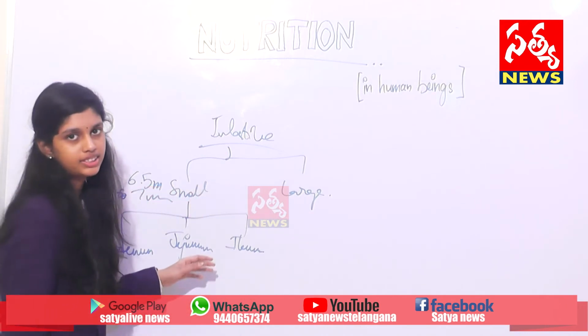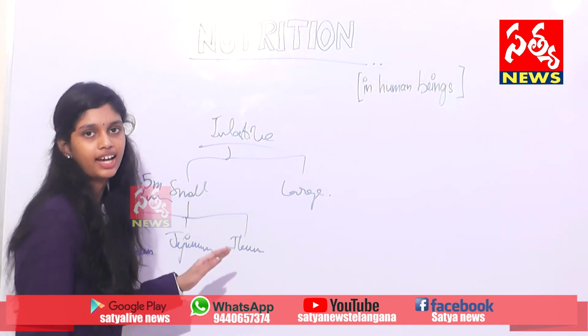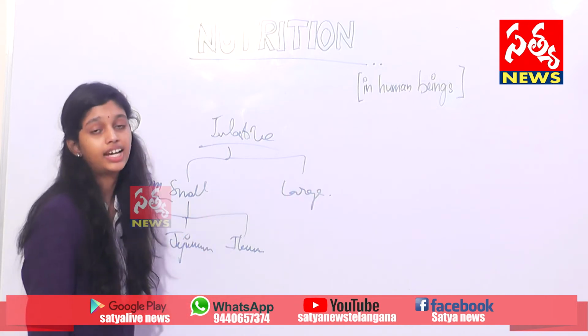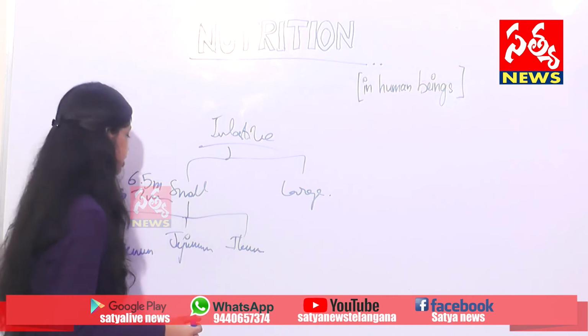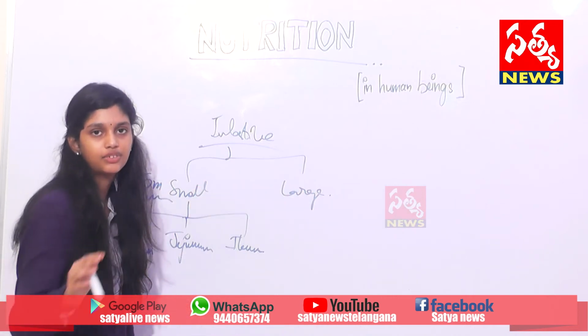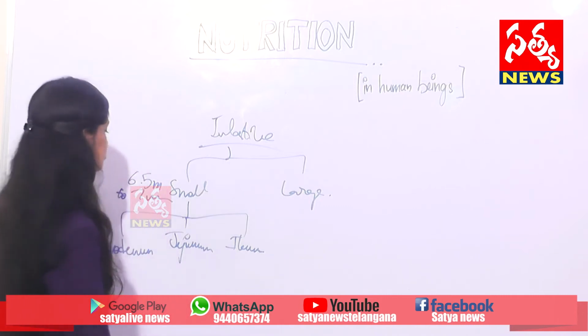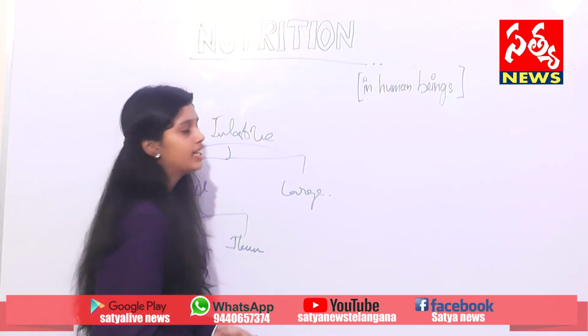The small intestine contains microvilli and villi, which help in the movement of food through the small intestine, and the microvilli provide a large surface area for easy digestion. Now let us know about the large intestine.